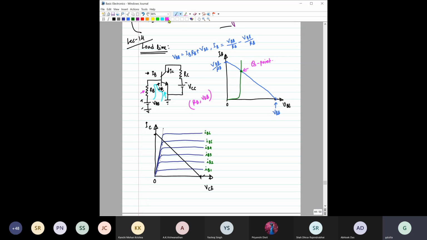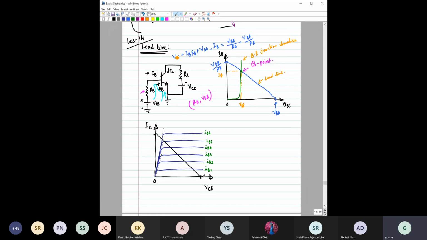So from here, what values will we get? We will get the exact value of this V of BE, and what would be the value of this IB, right, from this characteristics. This is the BE junction characteristics, right? Okay. So this is from the input side.